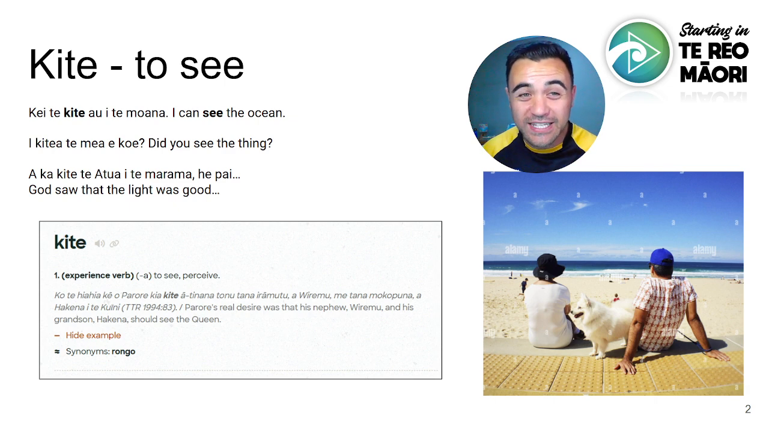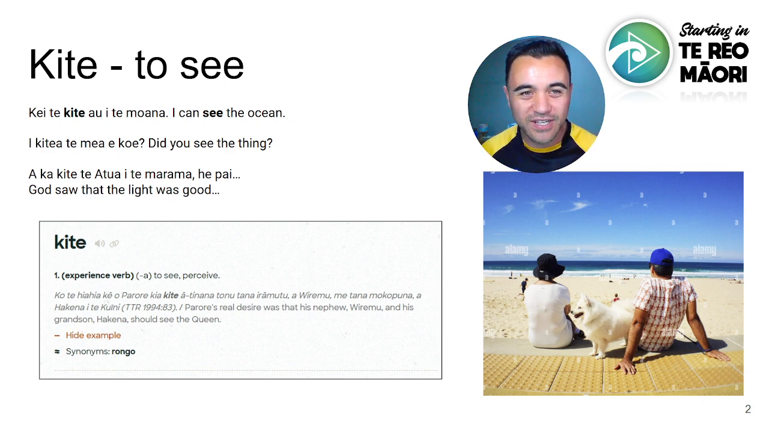Now here you'll notice there's an A on the end. That's the passive form of this word. I'm not going to go into details about what active and passive verbs are, but check those out on your journey. But this is an extension. It's still using that base word kite, but it becomes kitea. I kitea te mea e koe. Did you see the thing?